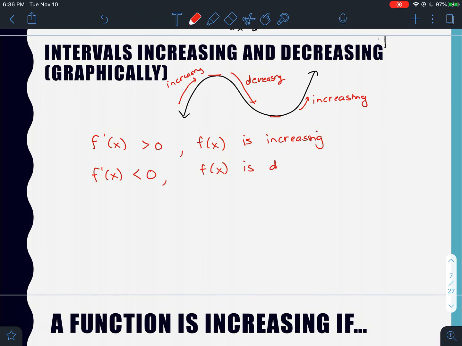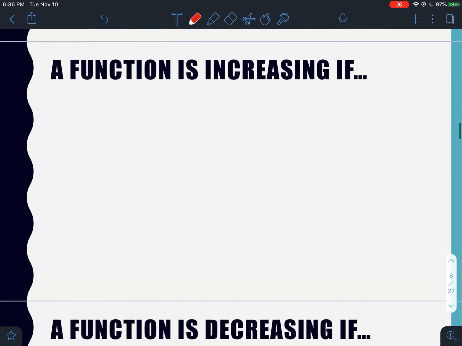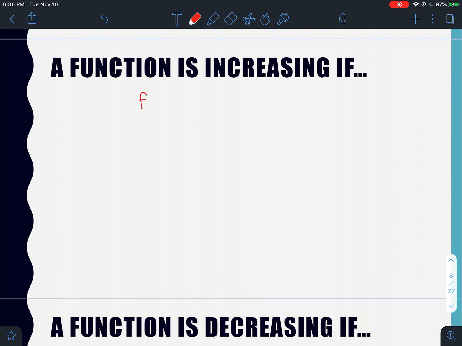And then where f prime of x is less than 0, so where the slopes of the tangent lines are negative, then the original function would be decreasing. So to look for increasing and decreasing, you look for where the first derivative is positive or negative. So a function is increasing if f prime of x is greater than 0.